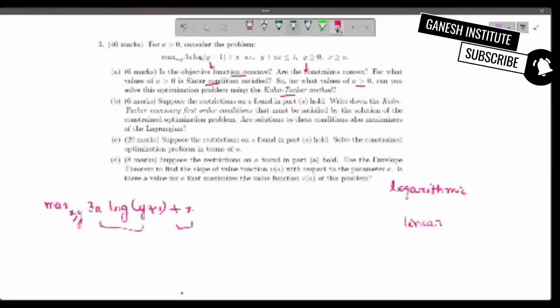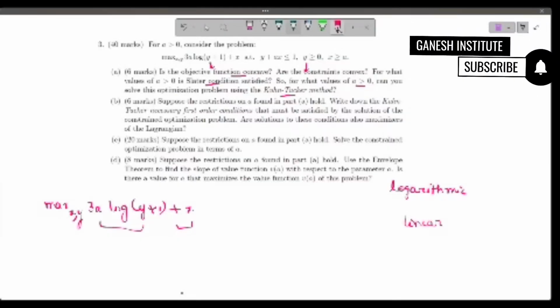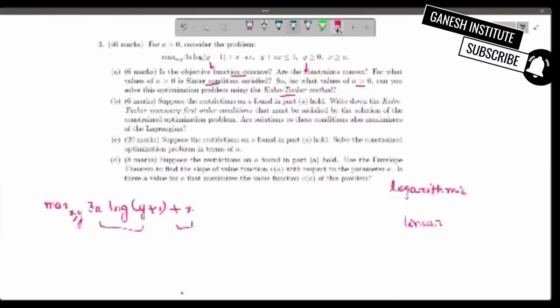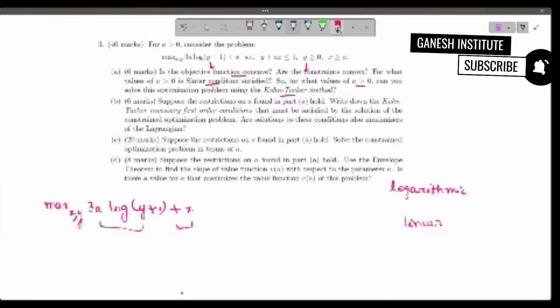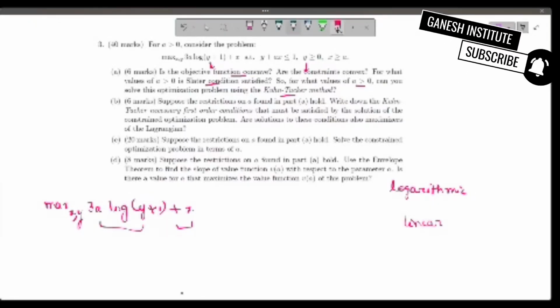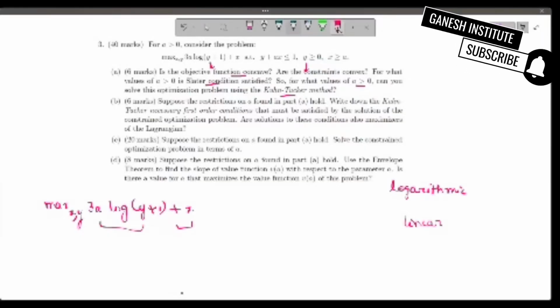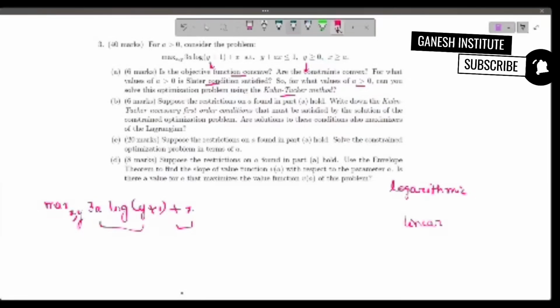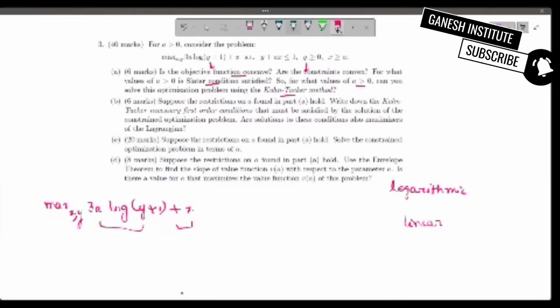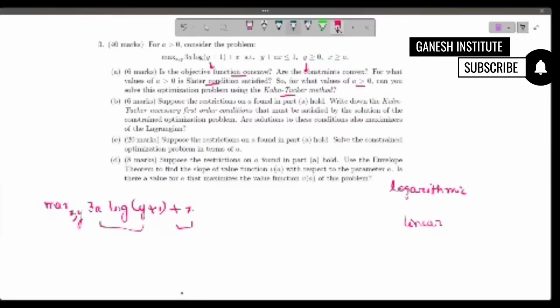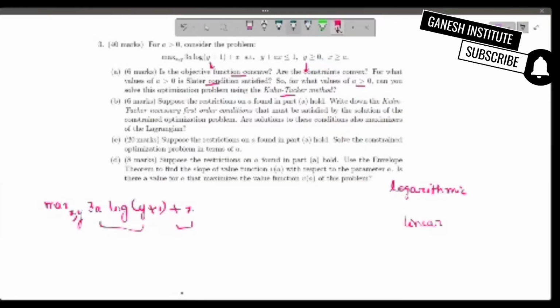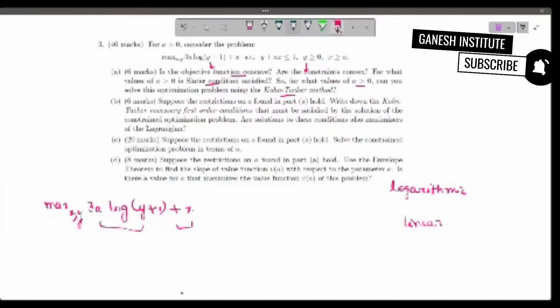Next is linear. x is linear. A linear function can be both concave and convex, and we have an arbitrary constant 3a, which is again multiplying. So if a is negative or positive, it will determine the concavity or convexity, ma'am. Yeah, you know what you can say? The condition for a is given to us: a is greater than 0. So it's concave.